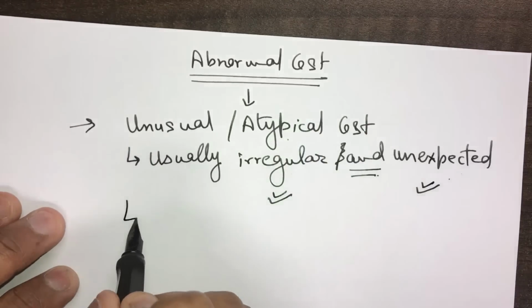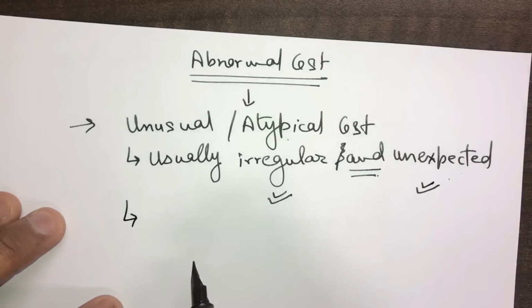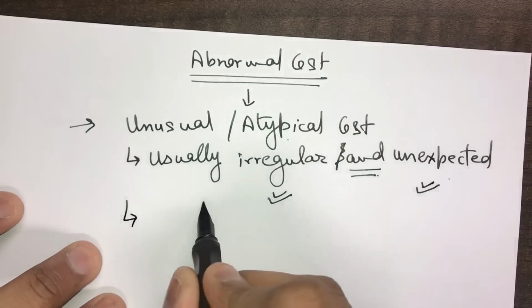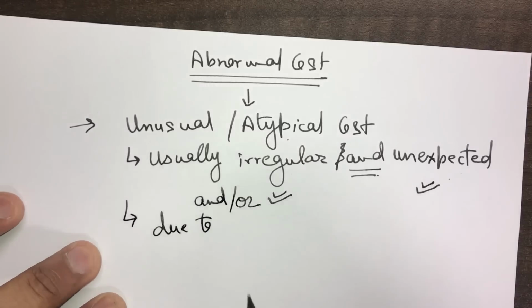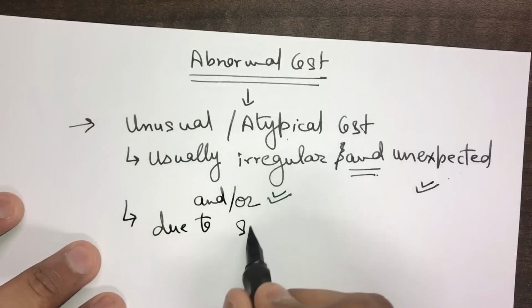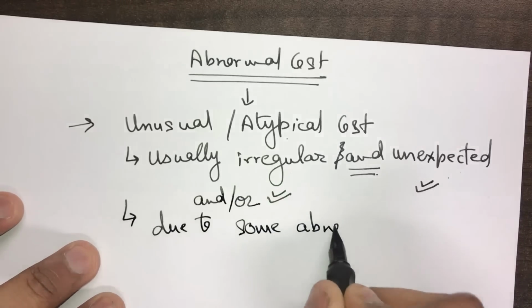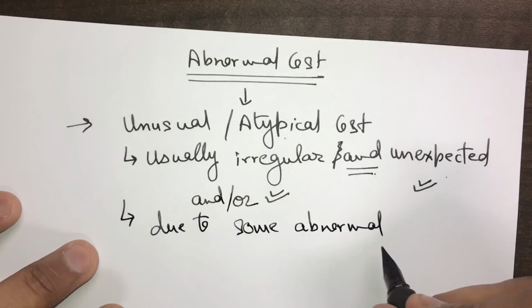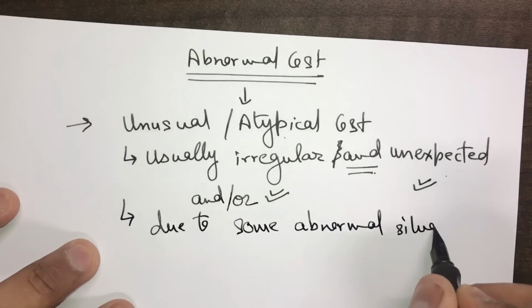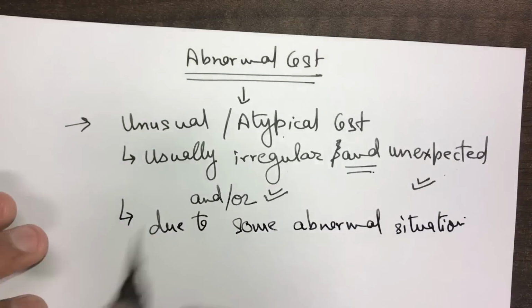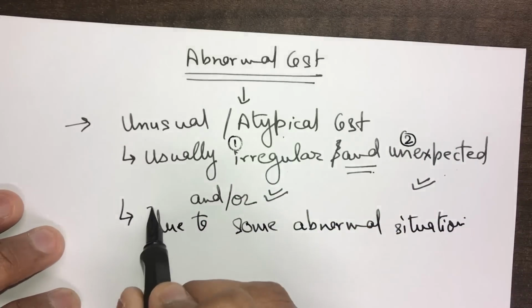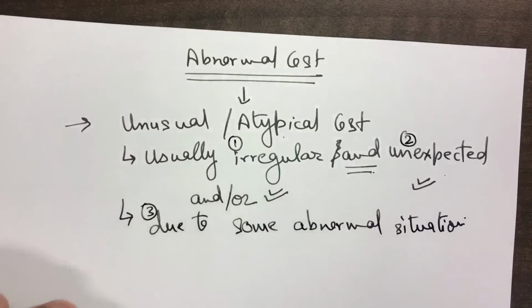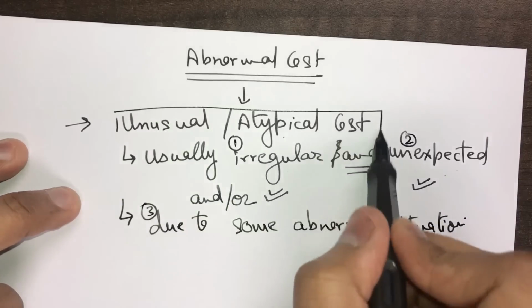Now the next condition which is given in the definition is that and or due to some abnormal situation. Now this is the third limb. So this is the first limb, this is the second limb, this is the third limb. So abnormal cost definition is unusual or atypical cost. That is the standard definition. That is the standard word which is used.